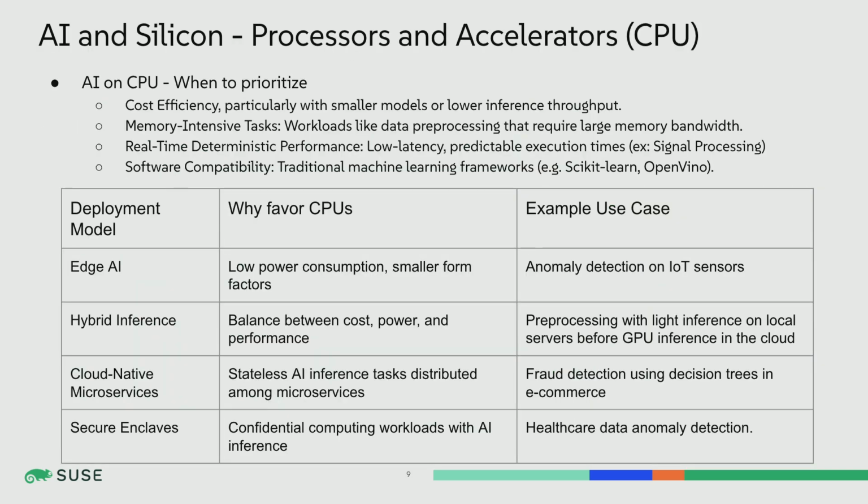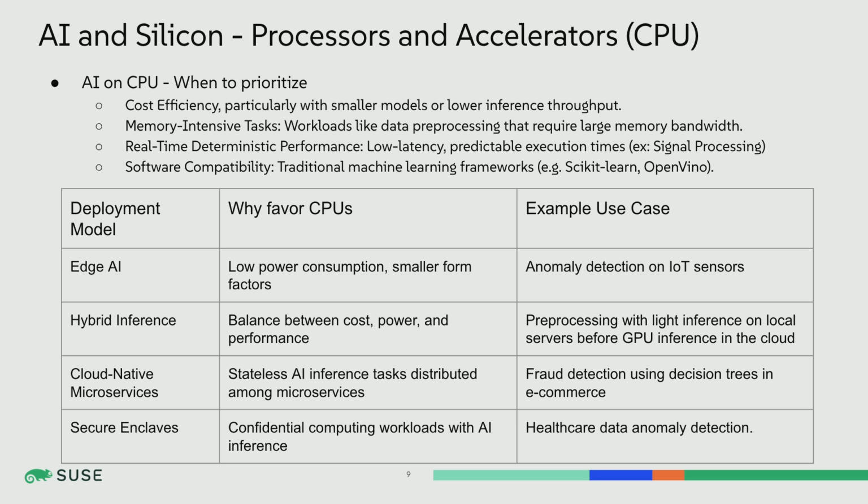With that, I'm going to jump into the meat of the matter. If you're going to run AI workloads, the right tool for the right job. Based on what we've seen and our conversations with our silicon providers, without naming specific silicon vendors, I see AI being deployed in three use cases: CPU, GPU, DPU. So AI on CPU, when do you want to prioritize it? When it's cost efficiency, particularly with smaller models or lower inference throughput, memory intensive tasks, workloads like preprocessing that require large memory bandwidth, real-time deterministic performance, and software compatibility.